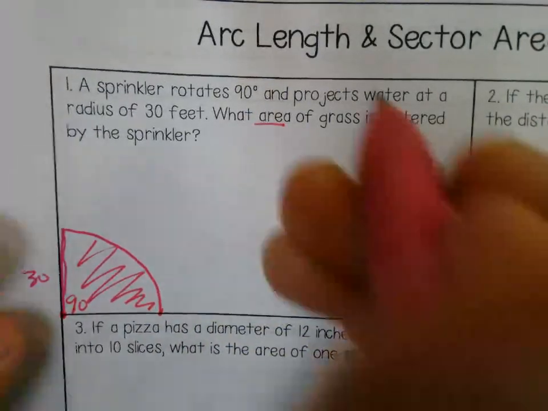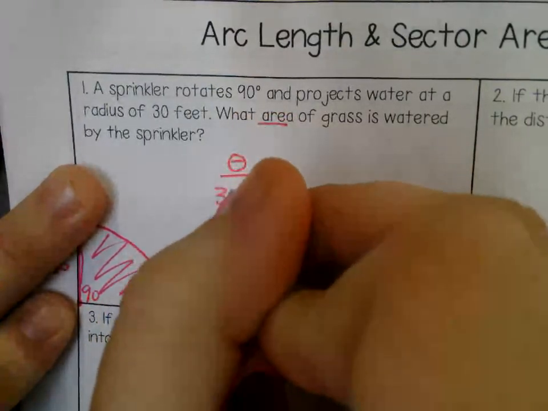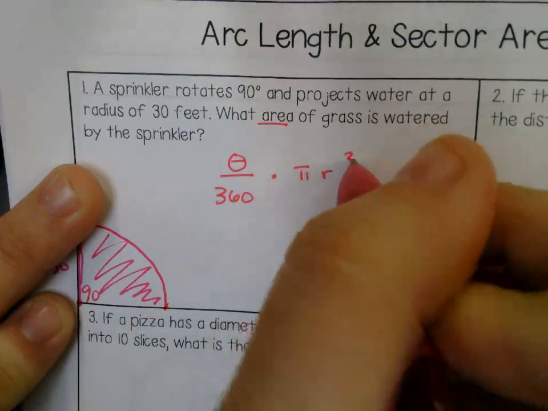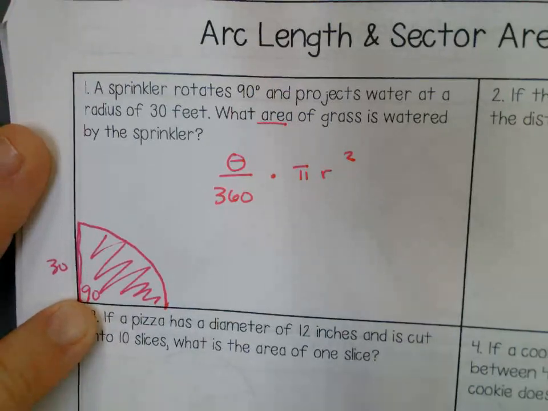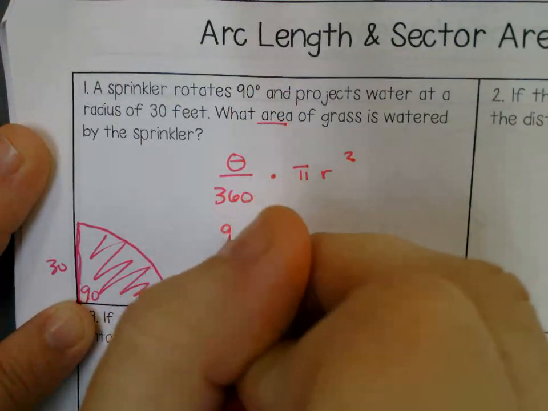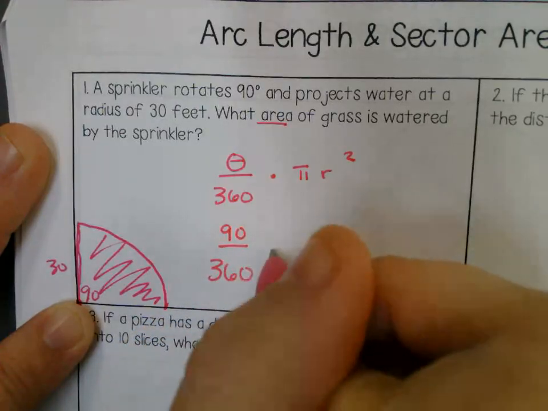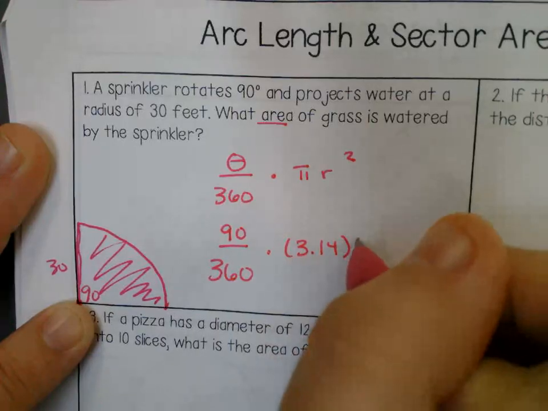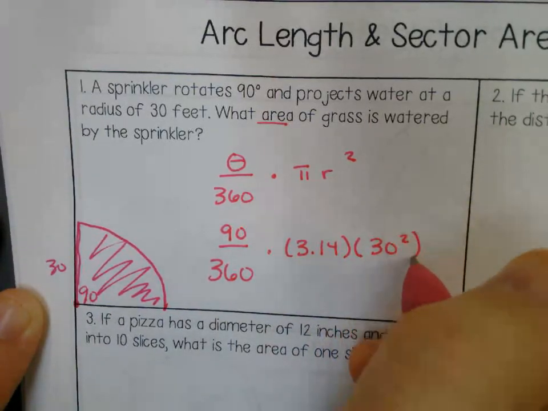So you're going to use your area formula. You're going to do your angle measure over 360 times pi times my radius squared. So my angle measure is 90. You do 90 over 360 times 3.14 times 30 squared.